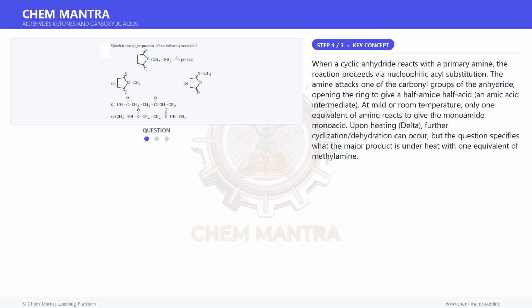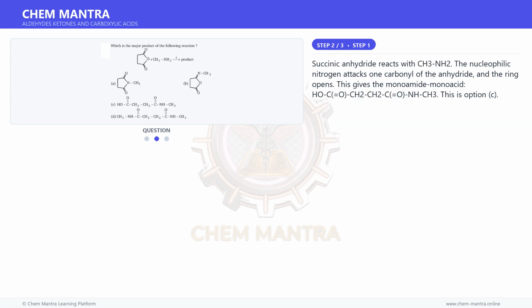Upon heating, delta, further cyclization dehydration can occur, but the question specifies what the major product is under heat with one equivalent of methylamine. Moving on to the next step. Succinic anhydride reacts with CH3NH2.